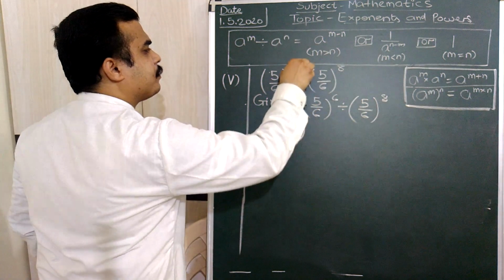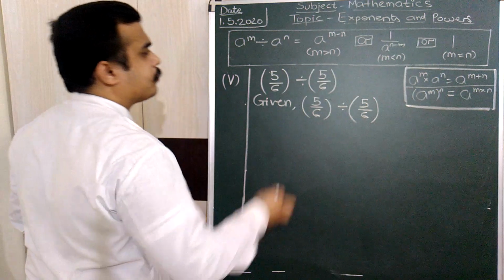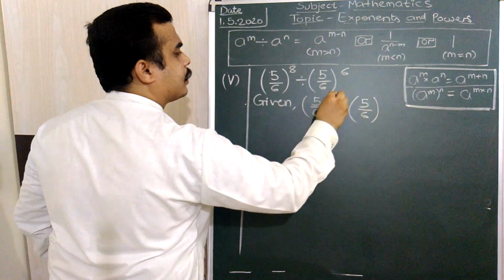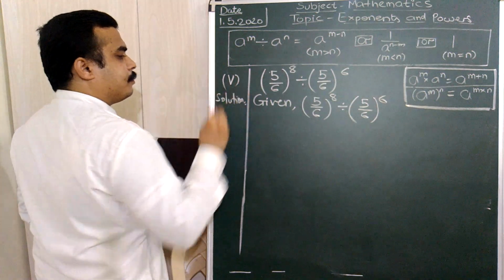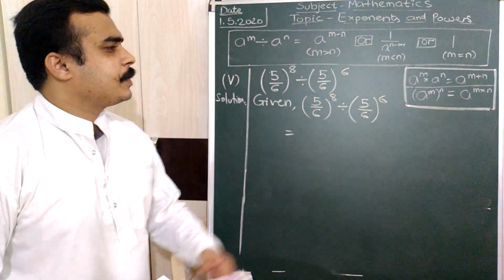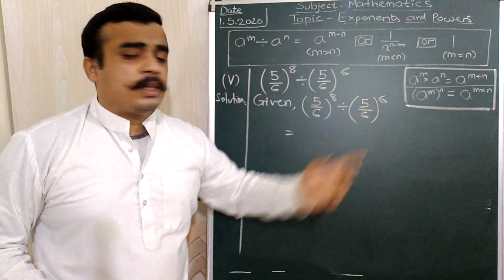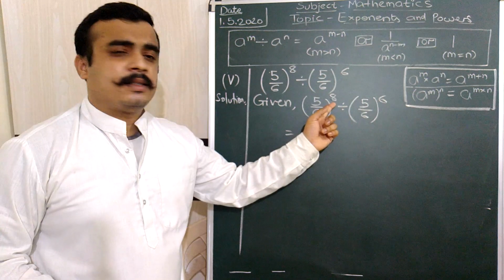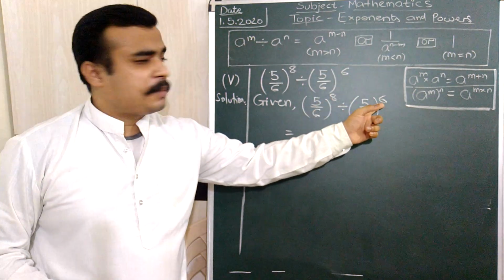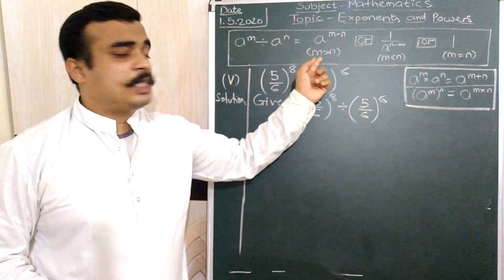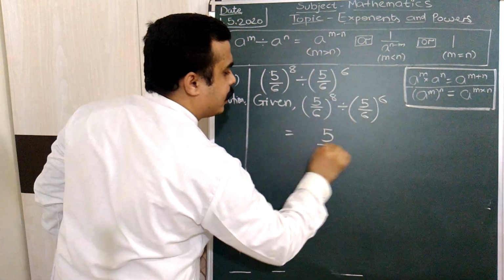Suppose here we have 8 and 6. When we compare this with the third law, we have to observe the powers, and here 8 is more than 6. That means the first power is more than the second power. So we have to go for this possibility. Yes. So we have 5 upon 6.